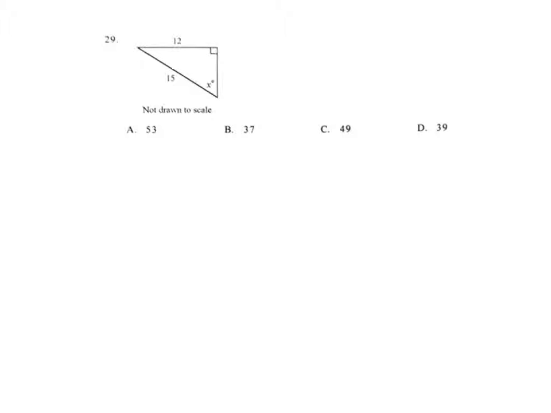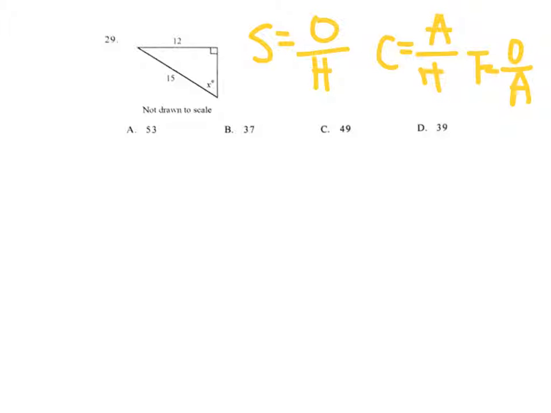29, we're doing the same thing. Remember, we use SOHCAHTOA, so we have S is opposite over hypotenuse, cosine is adjacent over hypotenuse, and tangent is opposite over adjacent. We are going to go ahead and label our triangle. X is here, it's our angle. Across from it, we have our opposite. Next to it, we have our adjacent. And across from our right angle is our hypotenuse.